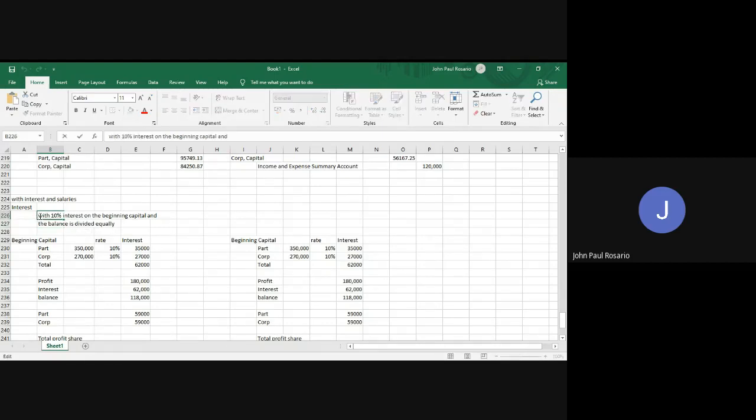If profit is... okay, that's diri sa ikadua, loss is 120,000, tapos with 5% interest on moving average capital, and the balance is divided as follows. Is divided based on this ratio.